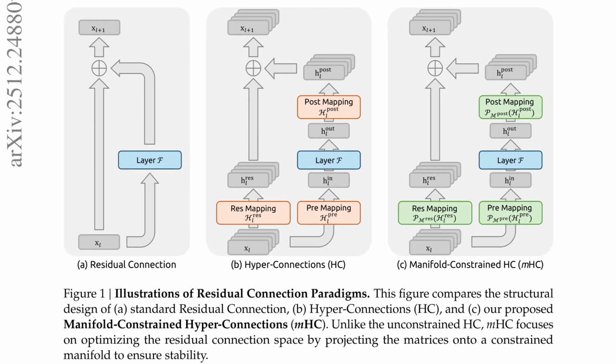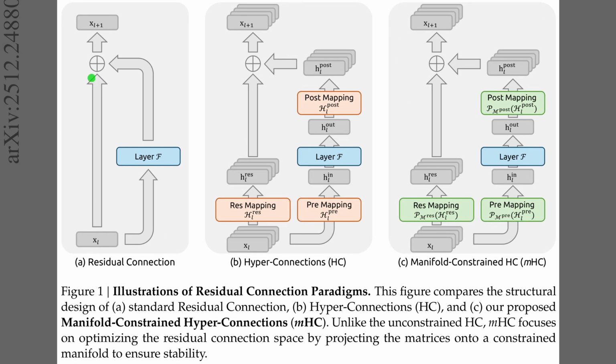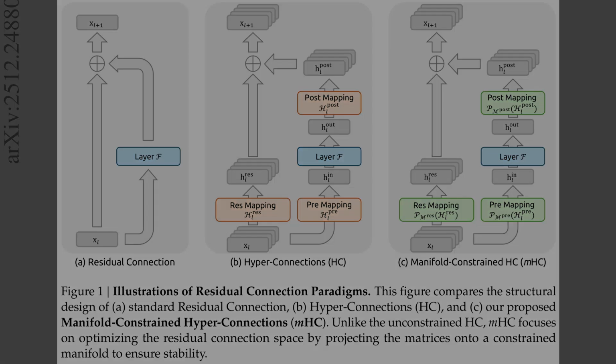Alright, Figure 1 illustrates how these connection paradigms differ in structure. The standard residual connection in Panel A is simple, while Panel B shows how hyperconnections add learnable mappings that can cause unstable signals. To fix this, Panel C introduces manifold constrained hyperconnections. These use green blocks to represent projection onto a stable mathematical space, which restores the identity mapping property, a rule that helps the model remember original input so information flows without exploding.